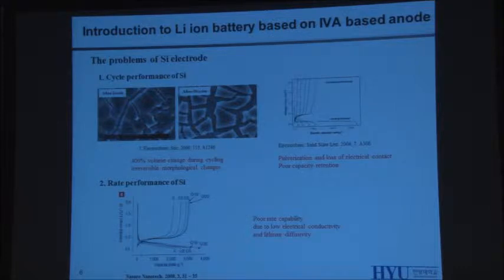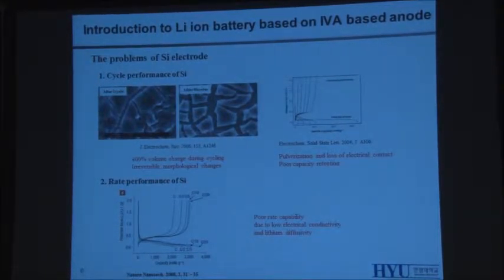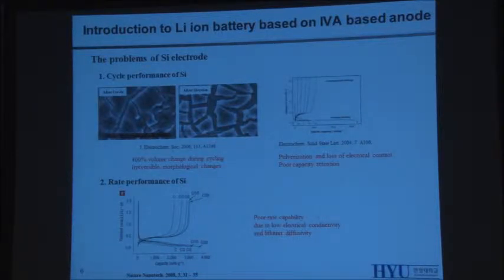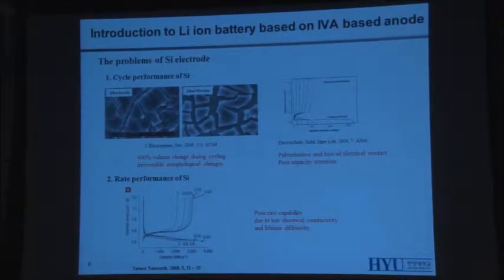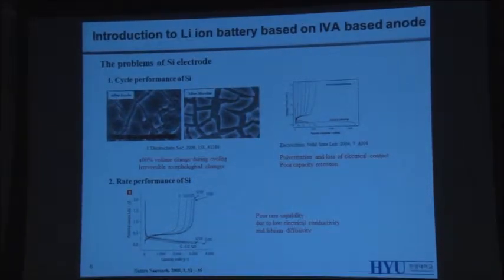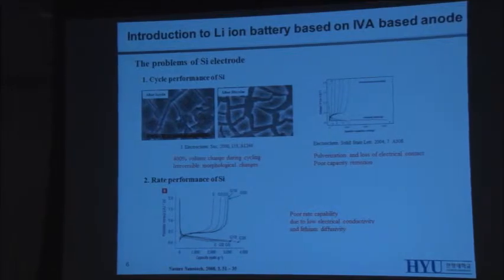So the problem with this silicon electrode material is the cycle performance after many cycles, because silicon reacts with lithium and forms a lithium alloy, and then the volume expands by around 400%. So during lithiation and delithiation, this polarization problem is the main cause limiting the lifetime of the silicon anode material. The second problem is that silicon has poor rate capability due to its low electrical conductivity and lithium diffusivity. Many researchers have tried to overcome this problem.